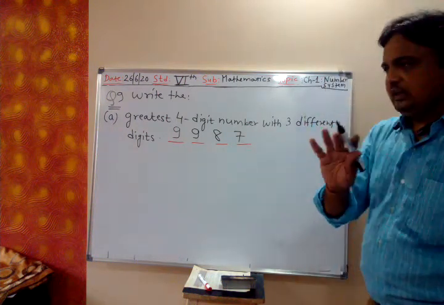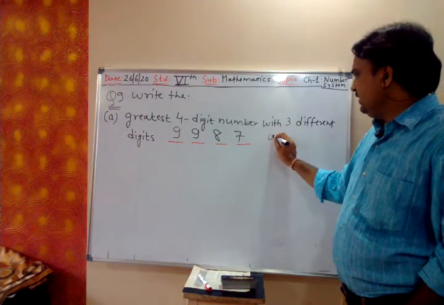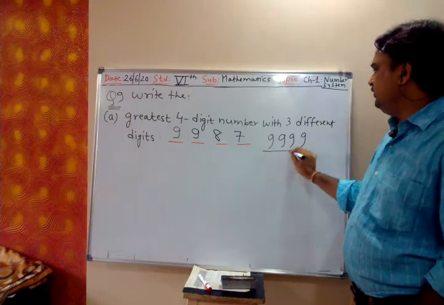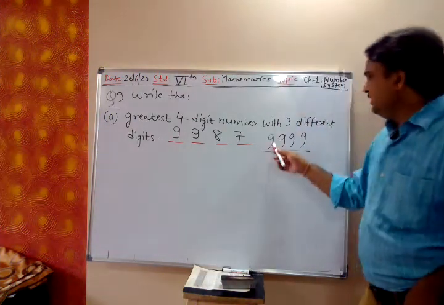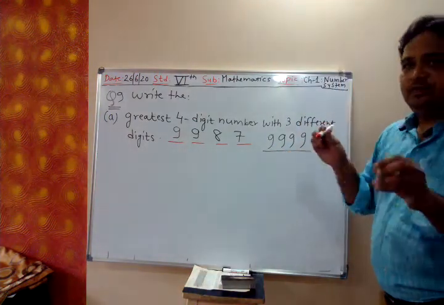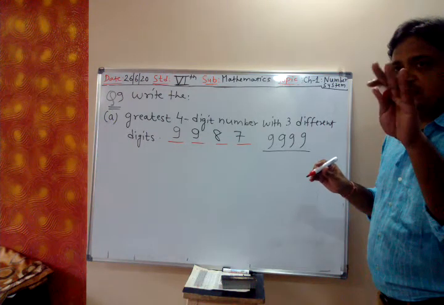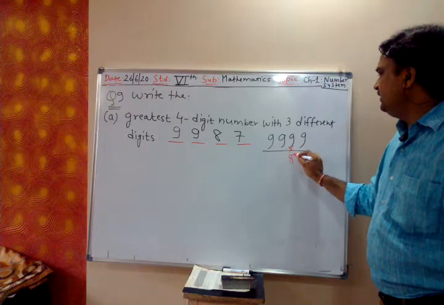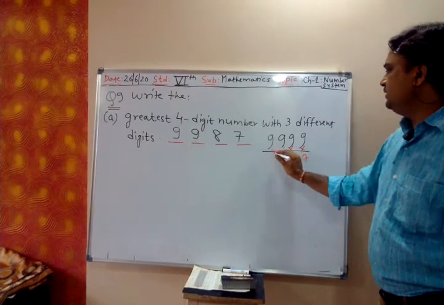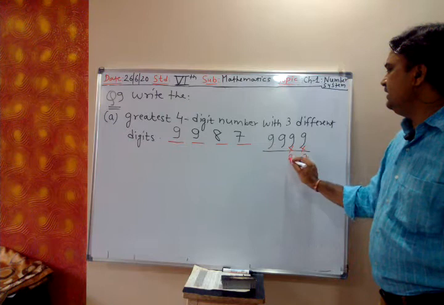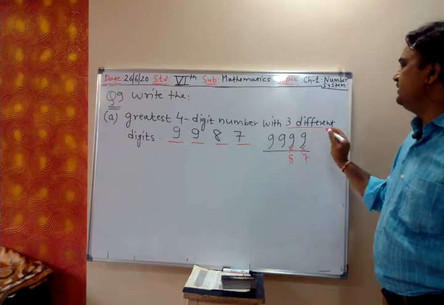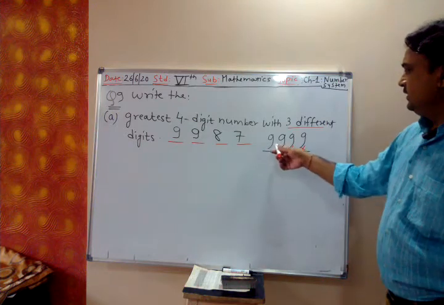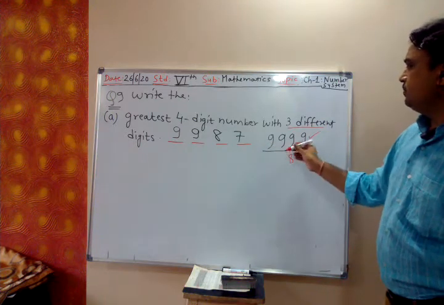9999. This is the greatest 4-digit number. Correct? We want 3 digits different. So these two are same. This I will write 8. This I will write 7. So there are 3 different digits. 987. We want 3 different digits. So 987. This is the greatest 4-digit number.